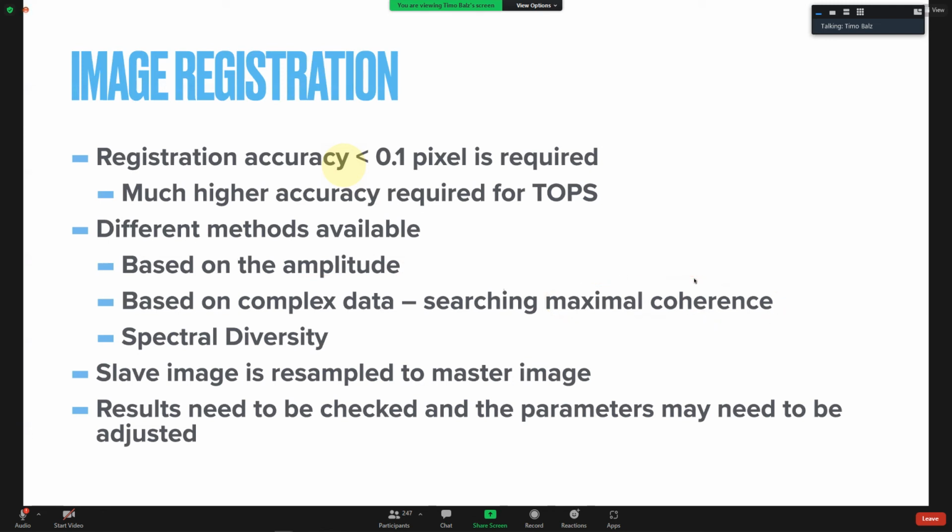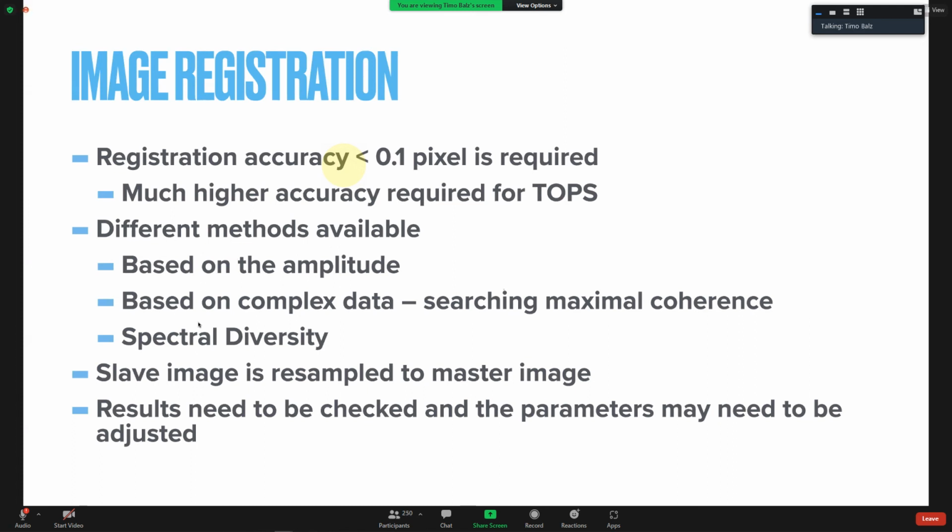You see, it's very similar things, okay, because we had that question. Here we would look at a maximum correlation, but we can also look at the maximal coherence, in which case we're looking at the phase as well. And then we can look at the spectral diversity between them, which gives us even better accuracy. And that's basically what we are doing for TOPS. We're using enhanced spectral diversity to be able to register them to the 1,000th of a pixel accuracy that we need.